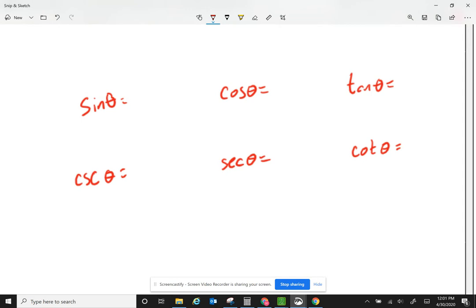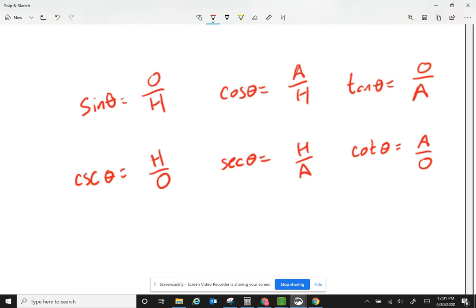And I said sine was going to be opposite over hypotenuse, and cosecant was going to be the reciprocal. Cosine was going to be adjacent over hypotenuse, and secant was hypotenuse over adjacent, right? The reciprocal. And tangent, I said it was going to be opposite over adjacent, and cotangent was adjacent over opposite.